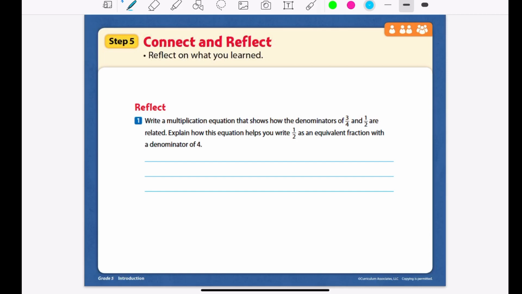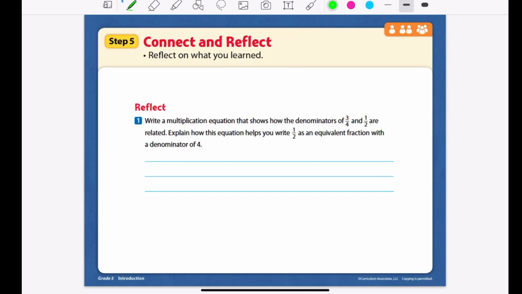All right, guys, so now let's connect and reflect. We are at the bottom of page 95. It says to write a multiplication equation that shows how the denominators of 3/4 and 1/2 are related. Explain how this equation helps you write 1/2 as an equivalent fraction with a denominator of 4. So that is a mouthful, right? Let's go back and break it down to make it easier for us to understand.